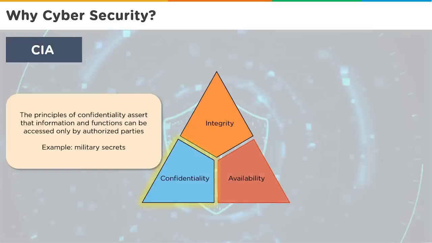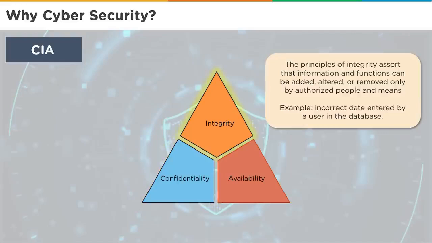So let's talk about these three aspects. The principle of confidentiality asserts that information and functions can be accessed only by authorized parties. So, for example, even if you password protect your file, what is it that you're trying to do? You're trying to prevent other users from accessing your data and peeping into your files so that your data remains confidential. It is only shared with people who know the password.